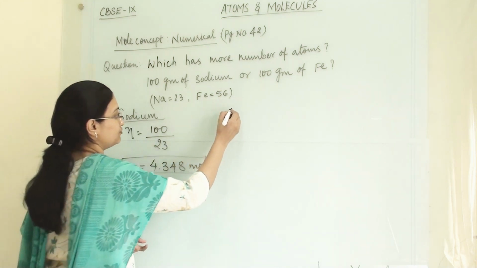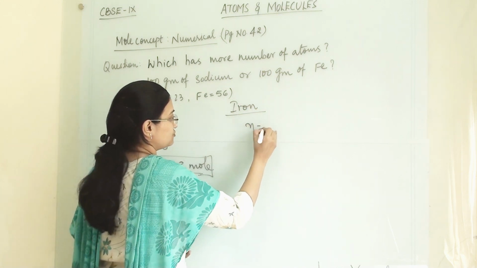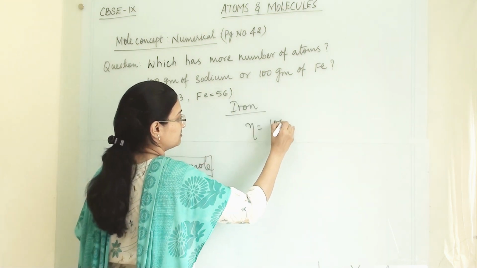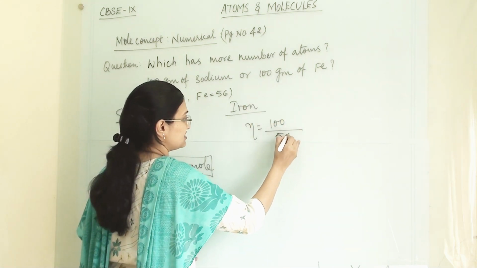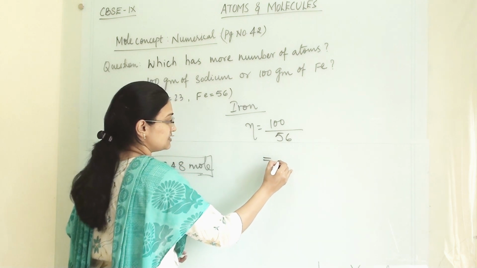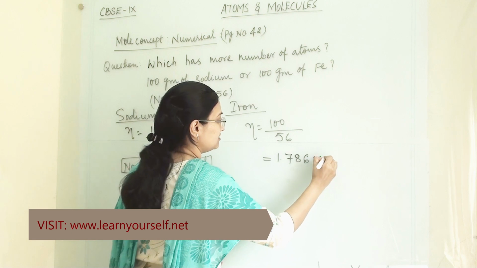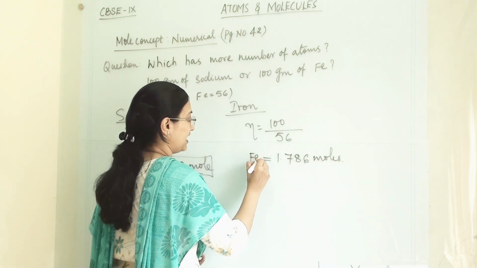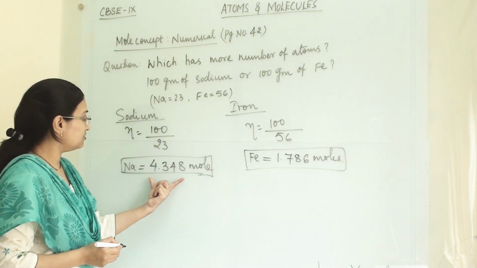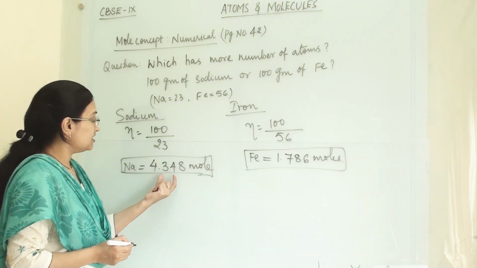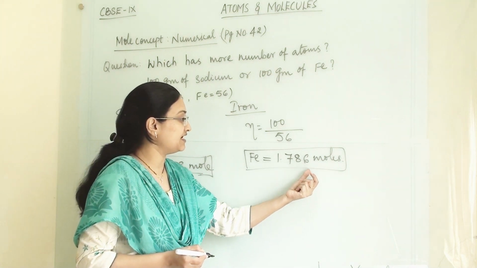Now we will find out for iron. So n equals weight 100 divided by atomic weight, so it is 56. So the answer is 1.786. So these are the moles for iron. Now we will see here the moles are 4.348 and here the moles are 1.786.